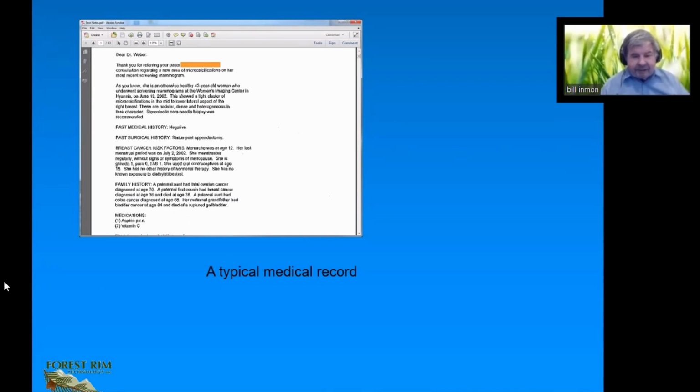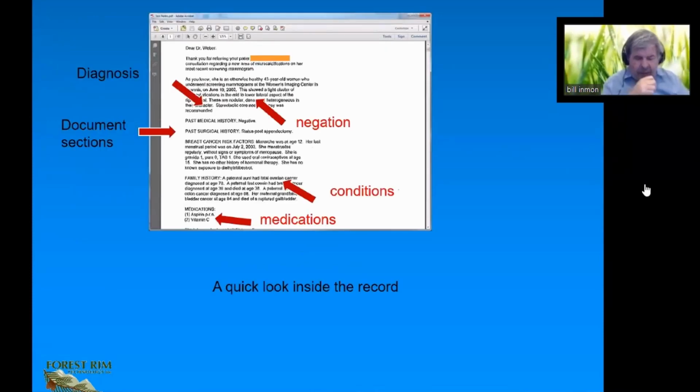This is typical of what you find in a medical record. So what we're going to do is go into the medical record and look for these things. We're going to be looking for diagnostic information, for medications, for conditions, for negation, where the doctor says the patient did not have COVID, and so forth.